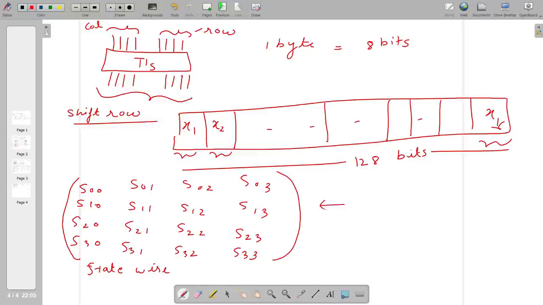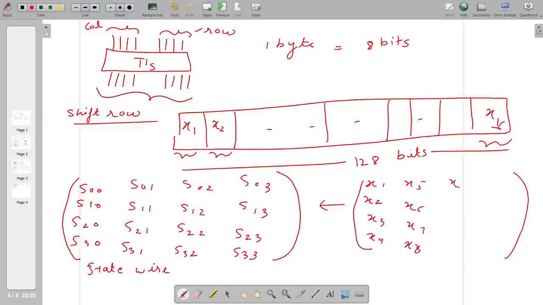So suppose our plain text is divided into 16 bytes. We are going to write our plain text like x1, x2, x3, x4. Then from here x5, x6, x7, x8.